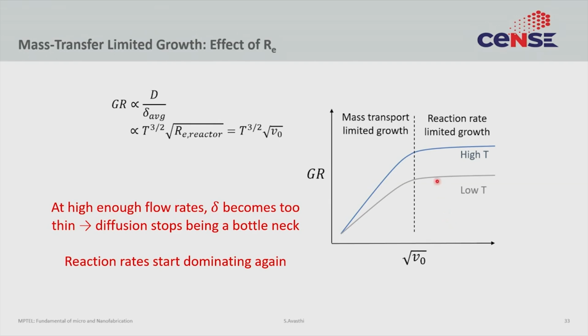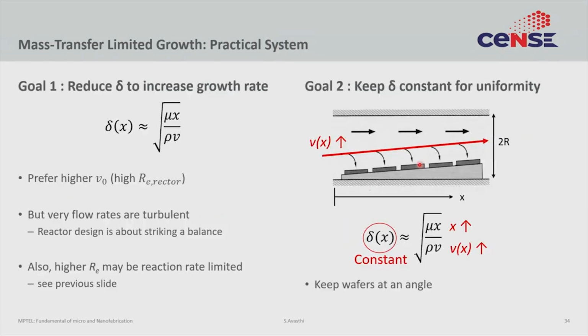And this transition can also occur at higher temperatures, because at higher temperatures, once again, the growth rate becomes faster. Why does it become faster? Because the D is larger, but if D becomes so large, then the diffusion is not the bottleneck and you again become reaction rate limited.